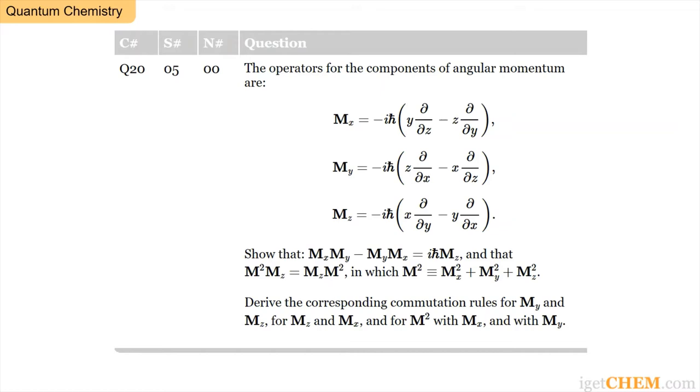Okay, so let's take a look at the problem. The reason why this is an important problem is because these angular momentum operators show up quite a bit in chemistry. So you would definitely want to understand what these angular momentum operators are, and furthermore, their commutation relationships are important. So let's get started.